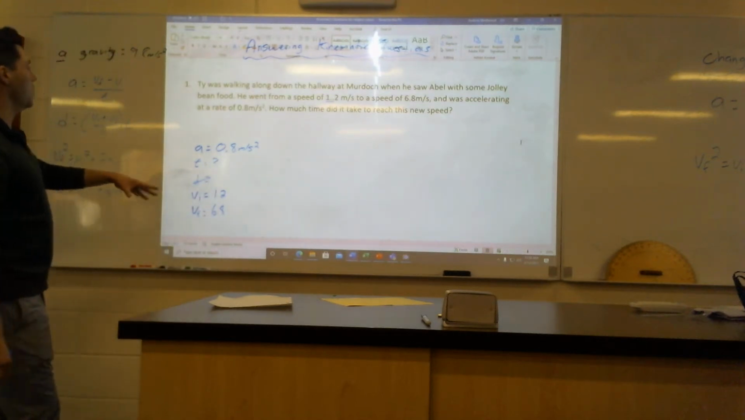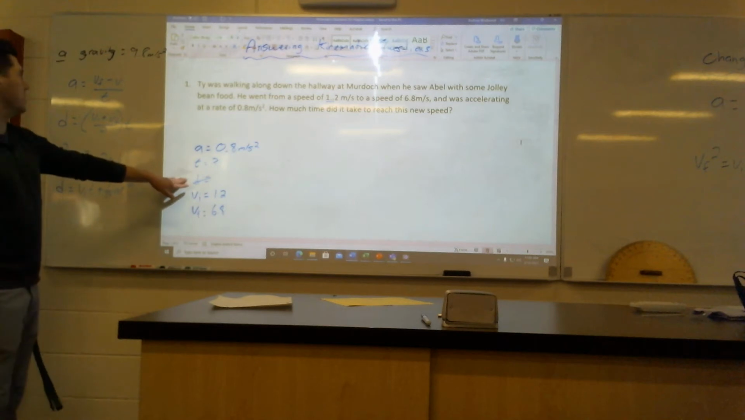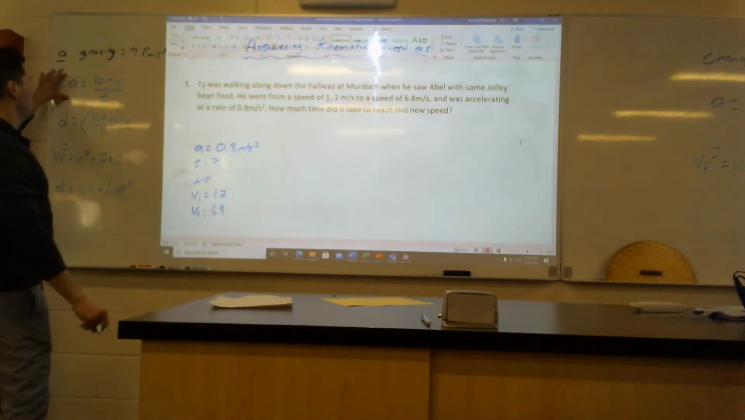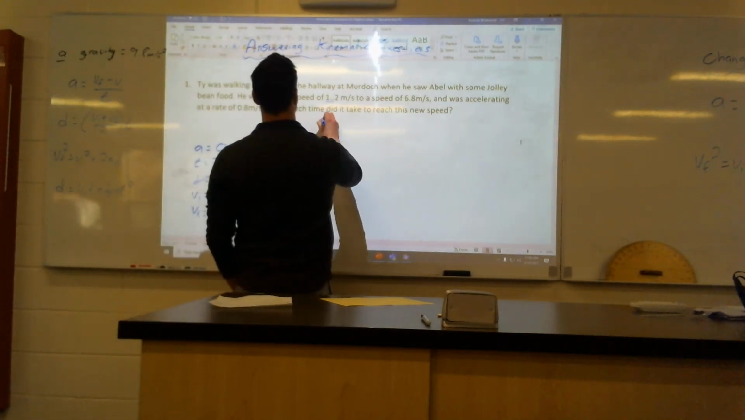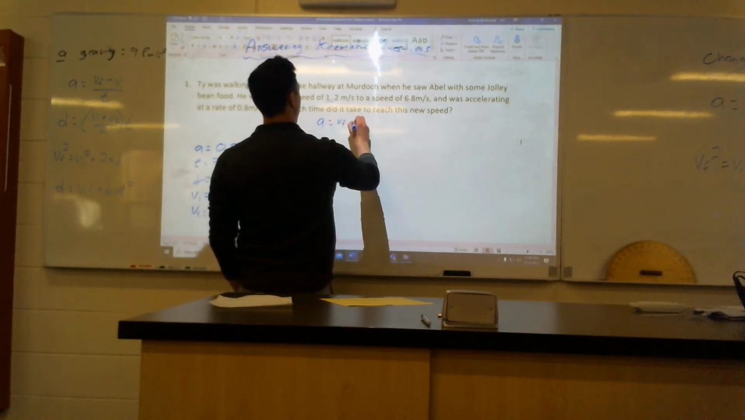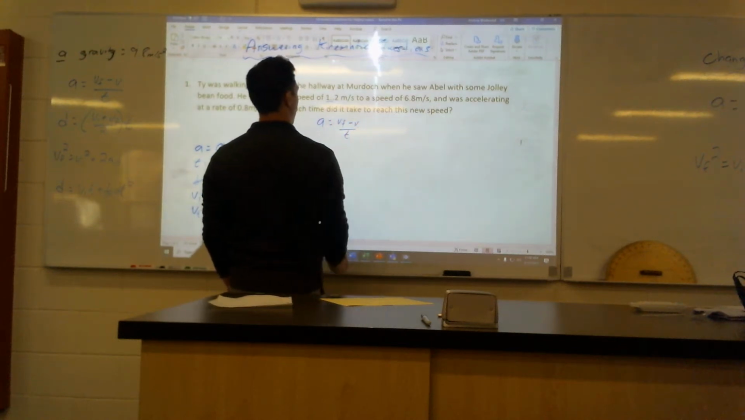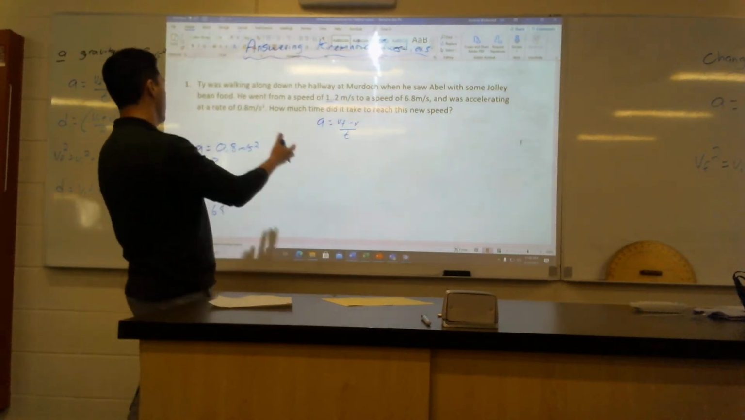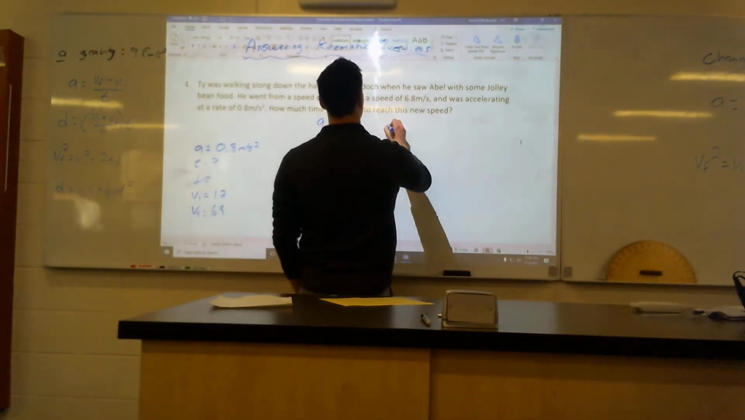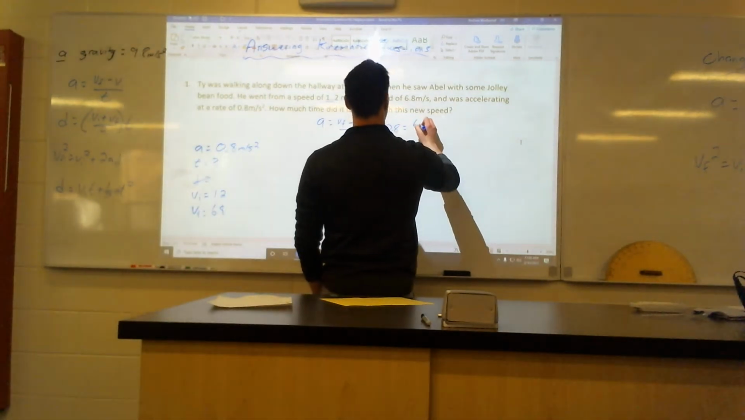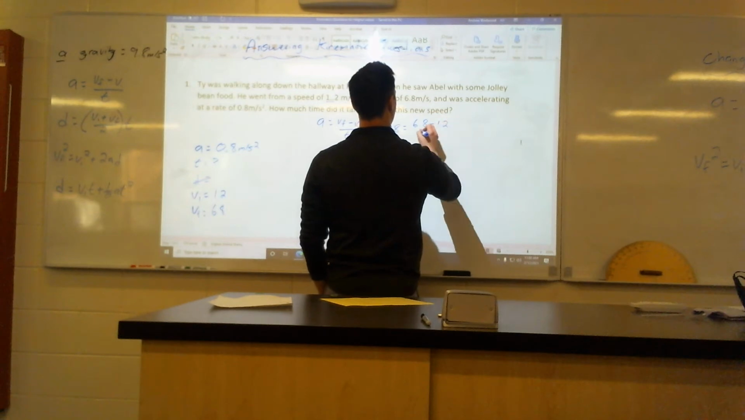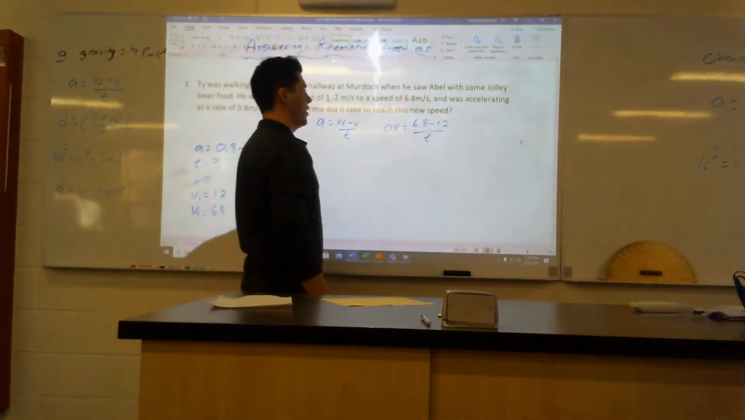So when I look at this, what formula? I'm going to pick the one that does not have a distance, but happens to be this one here. So I'm going to use this formula right here. Acceleration equals Vf minus Vi over t. All right, let's plug this in now. Let's plug my numbers in where they should go. So 0.8 equals 6.8 minus 1.2 over time. That's what I'm going to try to do right now.